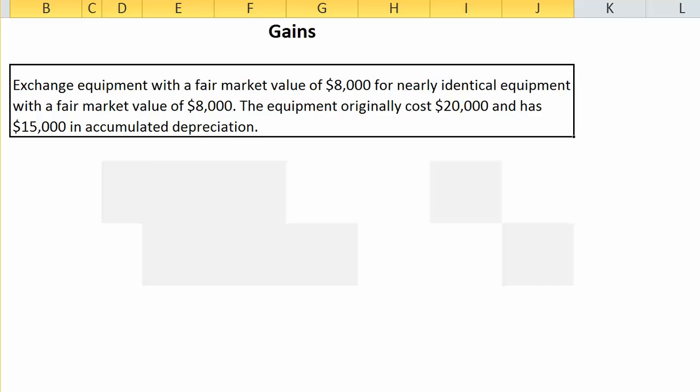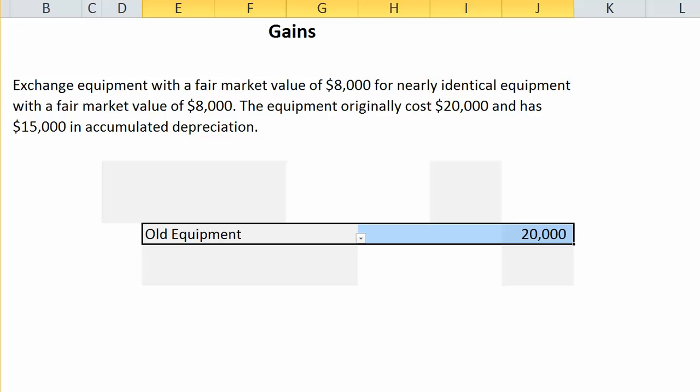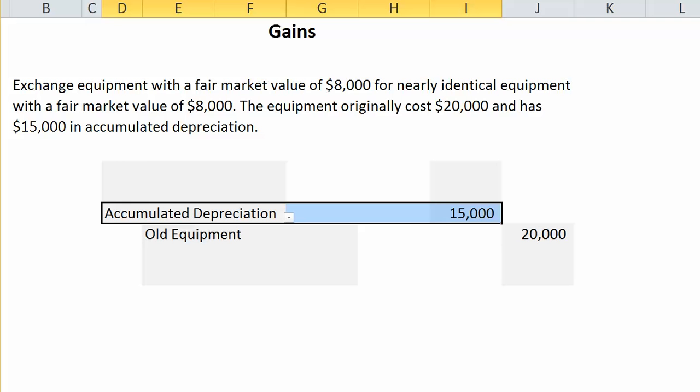Let's exchange equipment with a fair market value of $8,000 for nearly identical equipment. That's our key suggesting that this lacks commercial substance. With a fair value of $8,000. The equipment originally cost $20,000 and has $15,000 in accumulated depreciation. Step 1, take the old equipment off our books. Step 2, take the accumulated depreciation on the old equipment off our books.